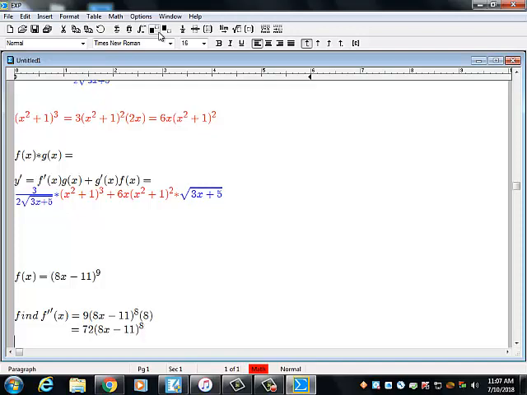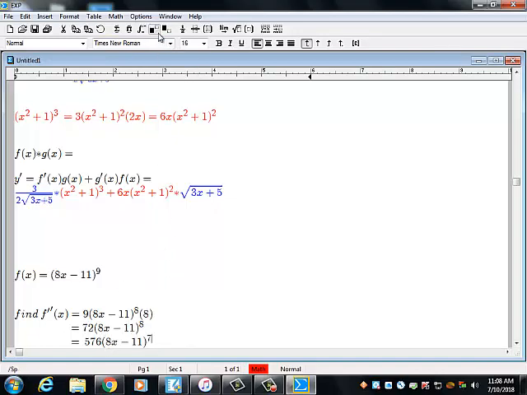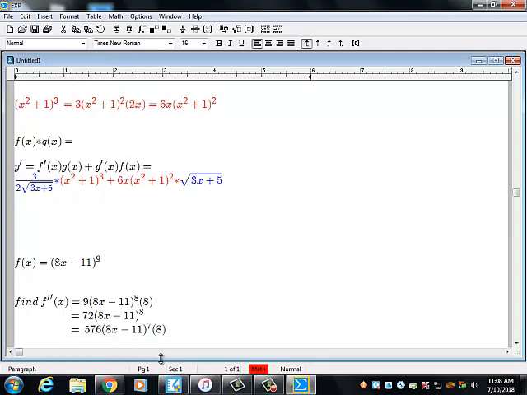That's the first derivative. This is asking you for the second derivative. So what does that mean? Take the derivative of this piece. How do you do that? The 8 comes out front, so it becomes 72 times 8, which is 576, times (8x minus 11) to the 7th, because you drop it by 1. But then you do the chain rule again, which says you do the derivative of the inside, which is 8. So that gives your final answer of 576 times 8, which is 4,608, times (8x minus 11) to the 7th.